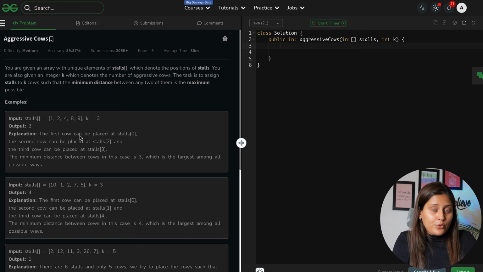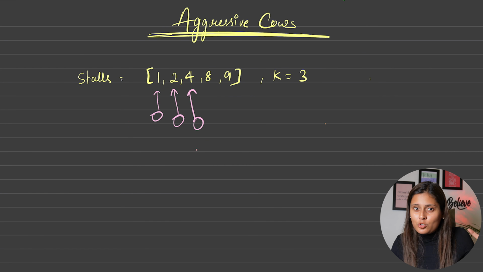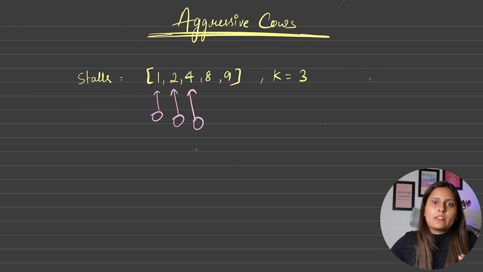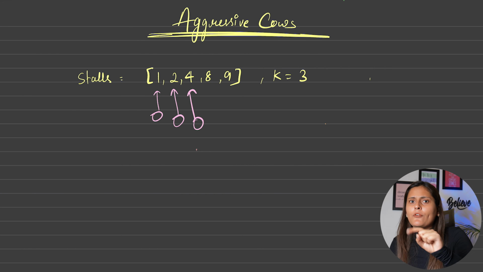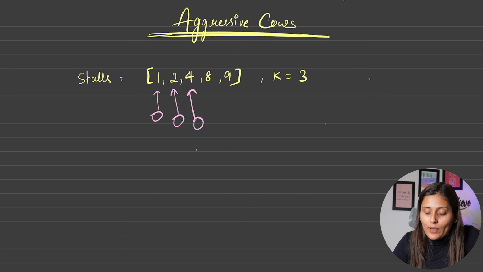The question says the task is to assign the stalls to k cows such that the minimum distance between any two of them is the maximum possible. That's the meaning of maximum. It means you should not focus on putting these cows together. No. You have to try to split them as far as possible, and out of all you have to return the minimum, and that's called maximize the minimum. So let's see how we can do that.